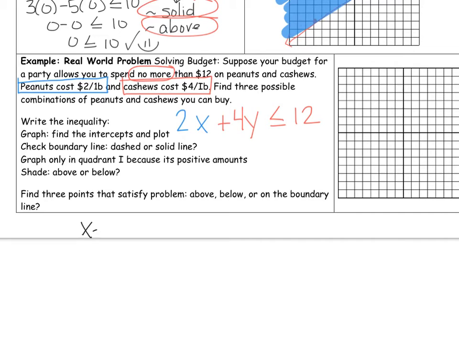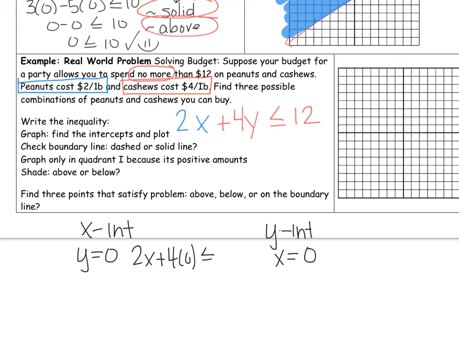So for the x-intercept, we have to let y equal 0, and for the y-intercept, we have to let x equal 0. So if I'm going to let y equal 0, 2x plus 4 times 0 is less than or equal to 12. That gives me 2x is less than or equal to 12, so x is less than or equal to 6. So my x-intercept is at 6, 0.